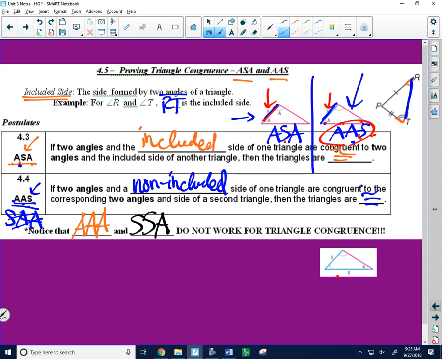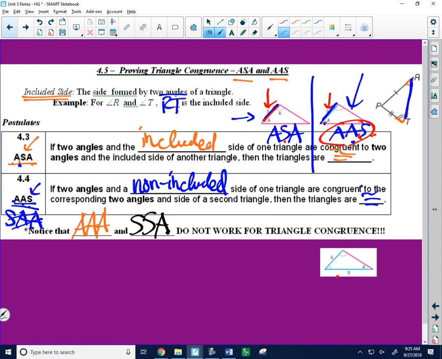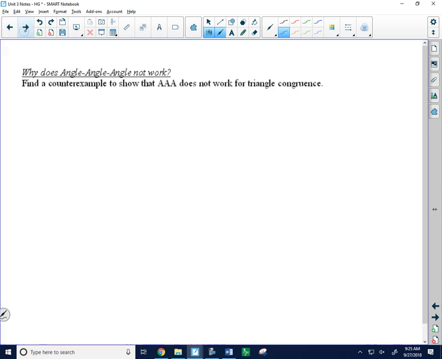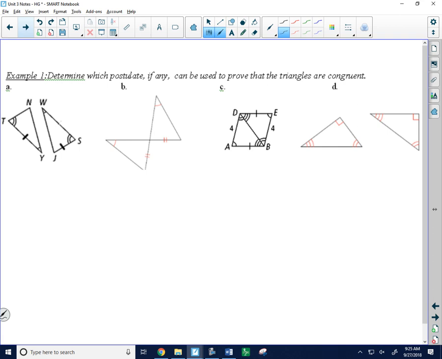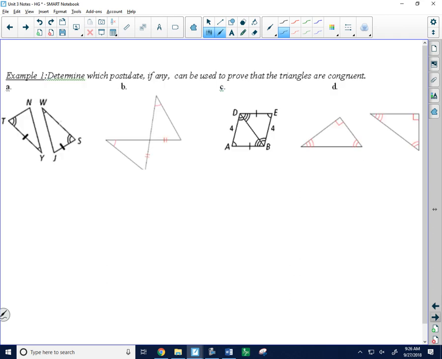Think about it because you can't write that. You can't write it backwards, SSA. I will show you why this doesn't work later in the year. Actually, there's not a good way for me to show it to you right now. Once we have more things, I can show you why it doesn't work. I think I had a little spot down there for you to show why angle, angle, angle doesn't work. You could just draw 2 triangles, or just write the words different sizes. Or you could draw two similar triangles, but they're different size.